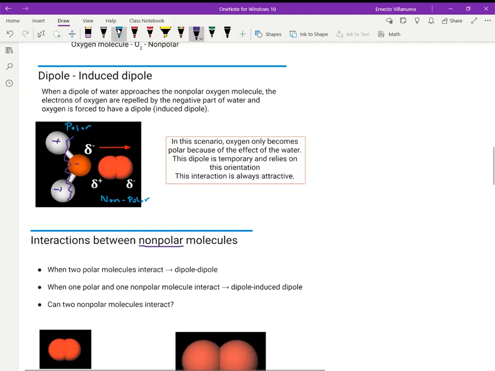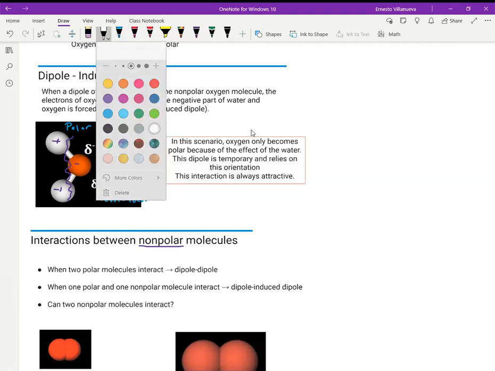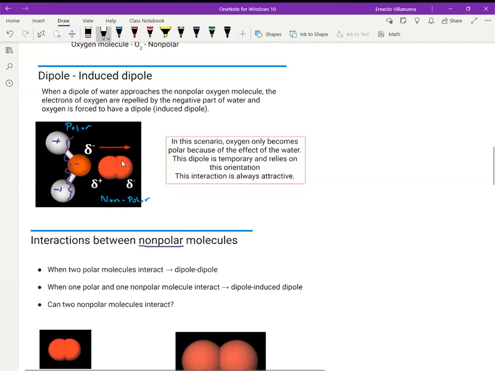Let me switch colors here. What it does is it pushes those little electrons away, because remember, similar charges repel each other. So it pushes all the electrons towards one side of the molecule. And for a split second, it creates a dipole in a non-polar molecule. So you have all the positive charges on one side and all the negative charges on the other for a split second. And when that happens, you create an attraction right here.